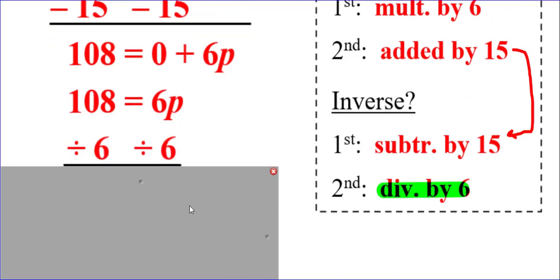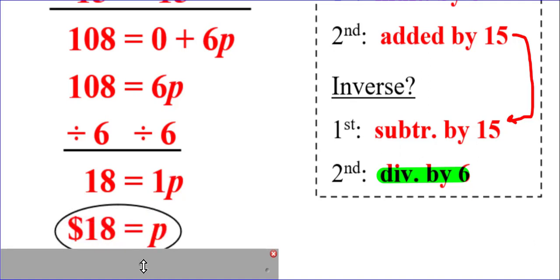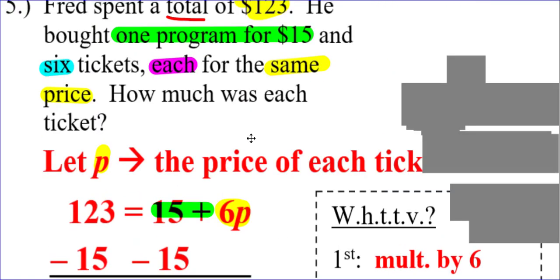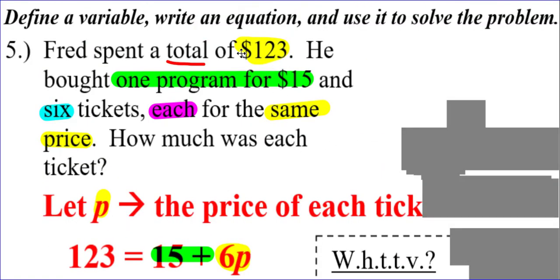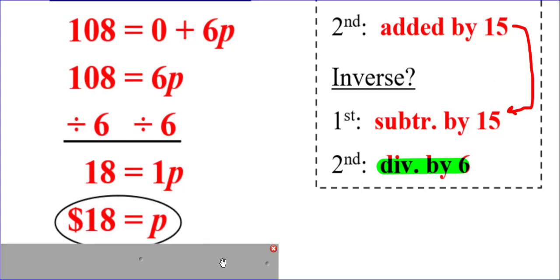Divide by 6 on both sides. That is going to give you 18 equals 1p, because 6 divided by 6 is 1. 108 divided by 6 is 18. 1 times p is the same as p. The unit of measure for this problem is going to be dollars, and that is because we were trying to find the price of each ticket. And if you remember, the units of measure for all the other prices on the original word problem was dollars. It wasn't euros or pesos or any other kind of currency. It was dollars. So that's why our answer is in dollars.